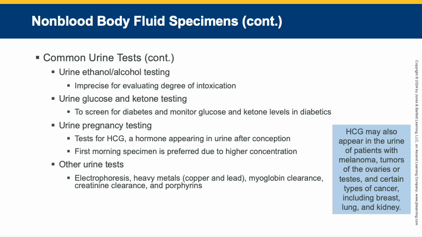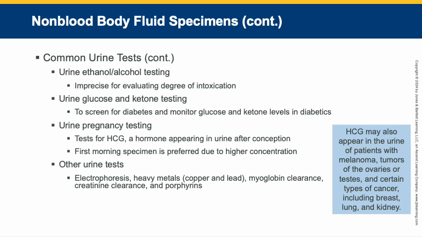Urine pregnancy testing. You need to know the name of the hormone, which is HCG. That's the hormone that does appear and show up positive in a urine pregnancy test. If a female is getting a urine pregnancy test done, this is best if it is the first morning specimen because it's a higher concentration of that HCG hormone in a first morning specimen.